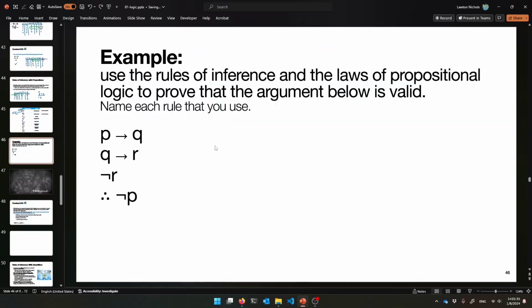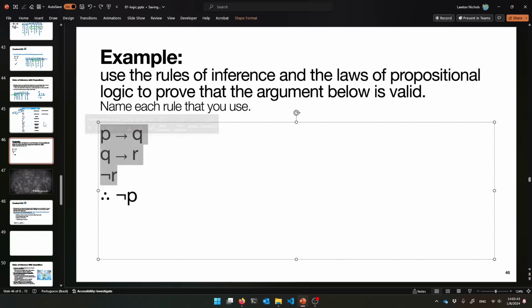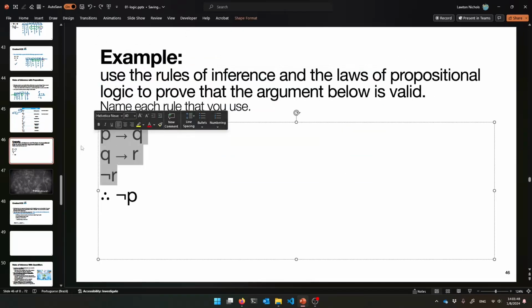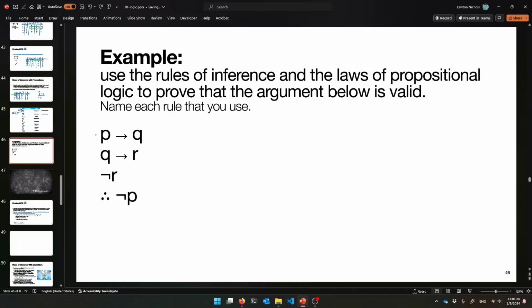And we'll try to make this happen, all right? And this is better, this is not going to use a truth table. We're going to prove that it's valid using these laws. We're going to assume that these three things are true, these are our three hypotheses. And then we're going to try to prove that, under those assumptions, not P must be always the case. P must be false, or not P must be true, all right?